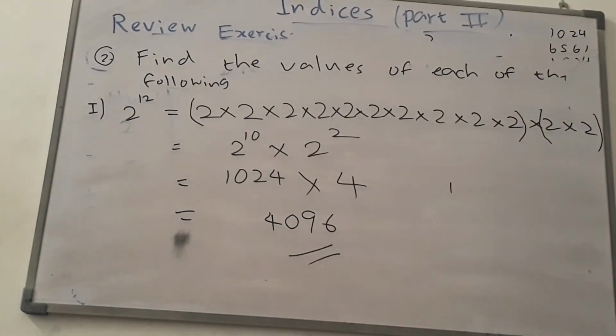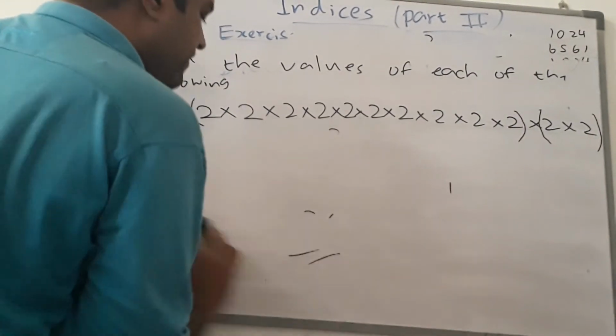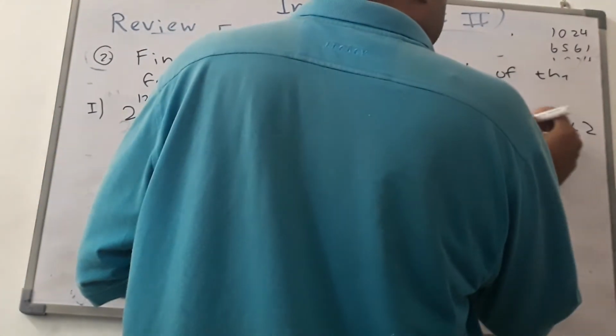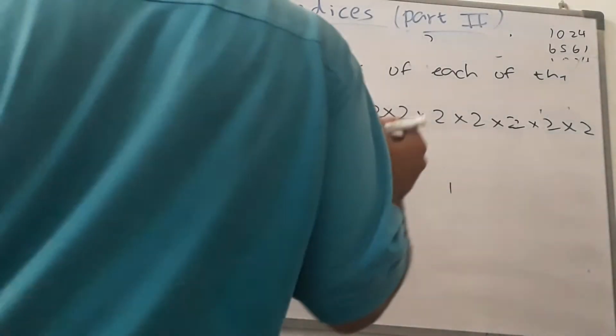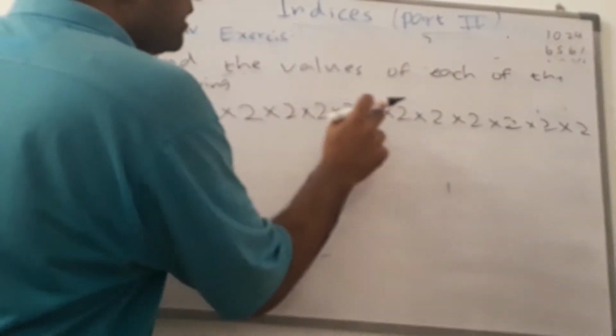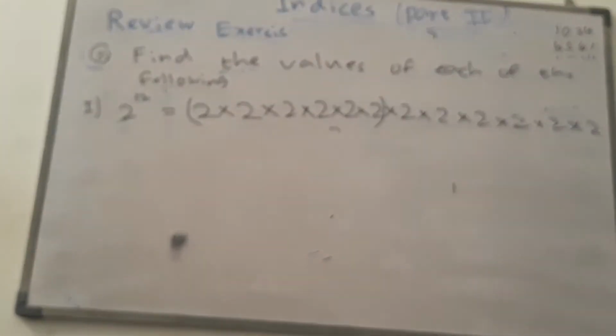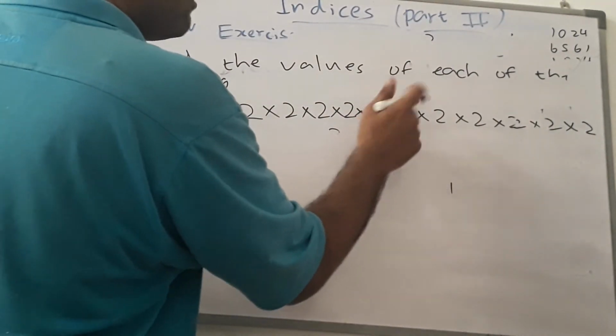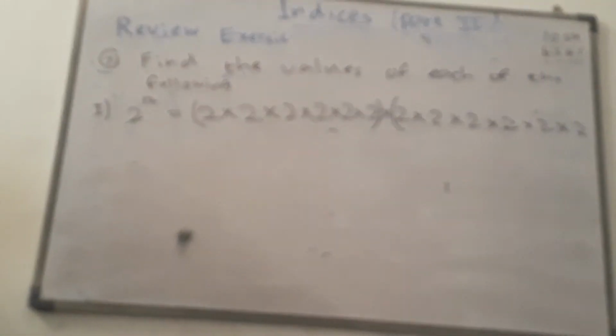Check and see. If it is too much, I am going to find the value in another way. Here I am going to break like this: 1, 2, 3, 4, 5, 6. After 6 2's I close the bracket. Again 1, 2, 3, 4, 5, 6, and there is another multiplication. After that I am going to open the second bracket. Then 1, 2, 3, 4, 5, 6, and after 6 2's I close the second bracket.